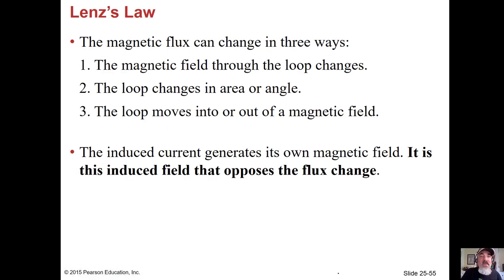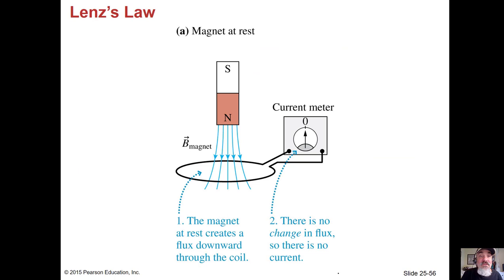So Lenz's law, the magnetic flux can change in one of three ways, as you can see from the formula. Either the area changes, the magnetic field changes, or the angle between A and B changes. Okay, and that's the only way. If one of those doesn't change, you do not induce an EMF. No current flows.